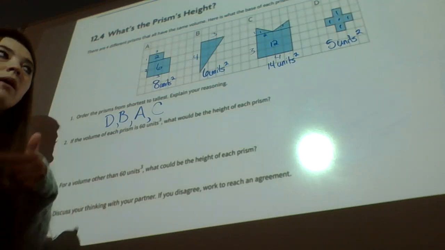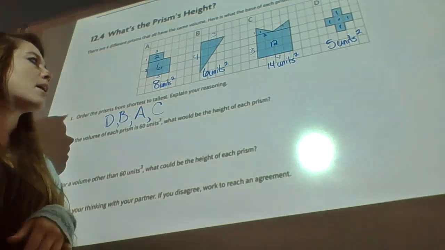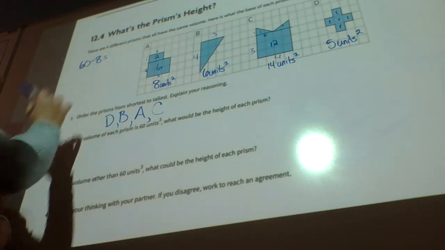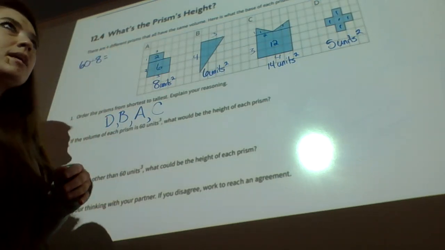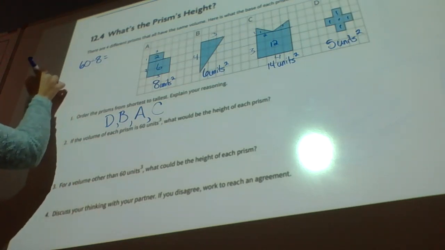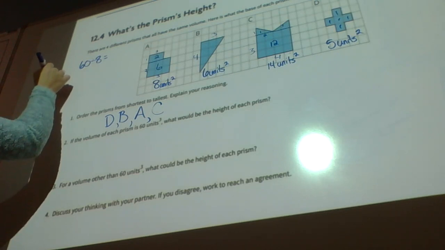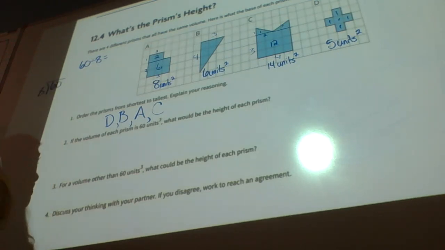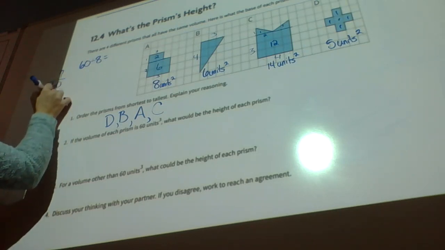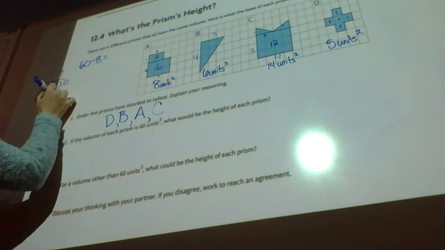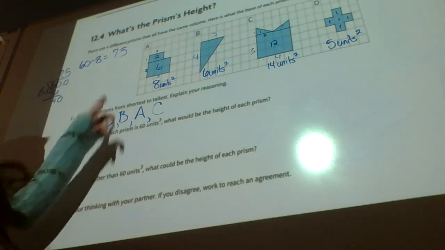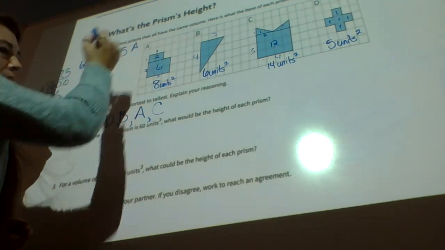For number 2, if the volume of each prism is 60 units cubed, what would be the height of each prism? Well, just like I said, we're going to take and divide these. So we would take 60 divided by 8 to find out what that is going to be. So let's see, that's going to be a decimal, 60. 8 can go into 64 7 times, 56, 4, so 7.5. So the height on A is 7.5.